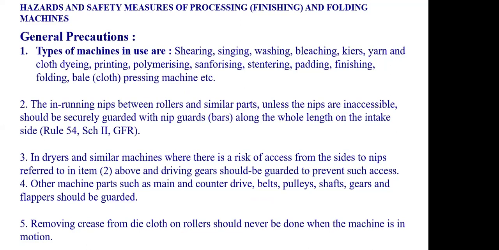These all are the processes where they use different kinds of machines. In running nips between the rollers and similar parts, the nips are inaccessible and should be securely guarded with nip guards or bars along the whole length of the intake side. And in dryers and similar machines where there is a risk of access from the sides to the nips, referred to in point number 2 we have discussed, the driving gear should also be guarded to prevent such access.